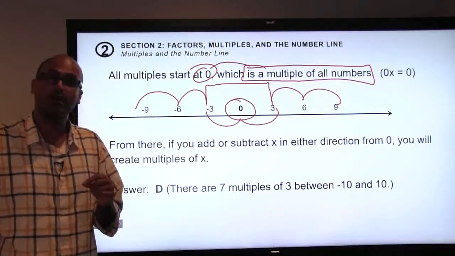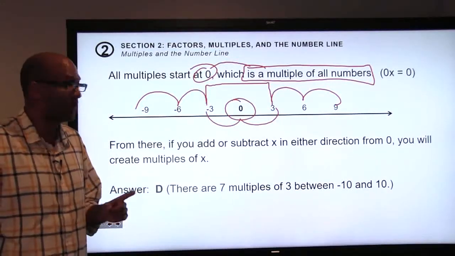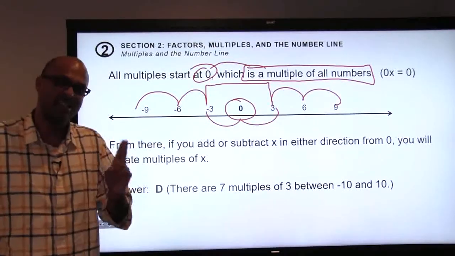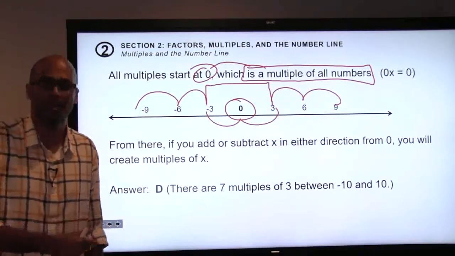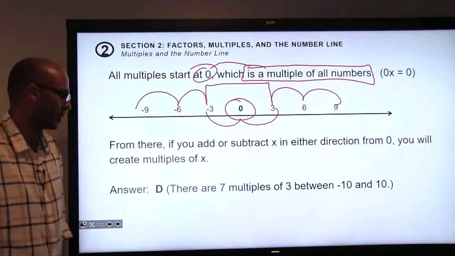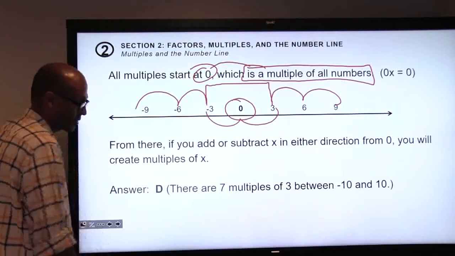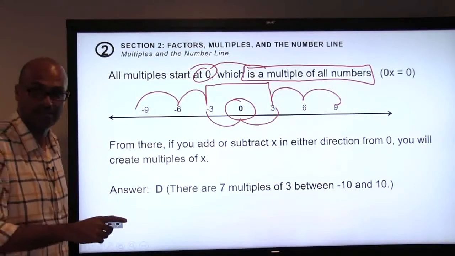And because 0 is a multiple of all numbers, that means 0 is a multiple of 2, which means it is an even number. Remember, odd numbers are not defined as being a multiple of anything. So that's what you start to realize. So 0 is even, but just make sure you remember it ain't positive or negative, that's all.